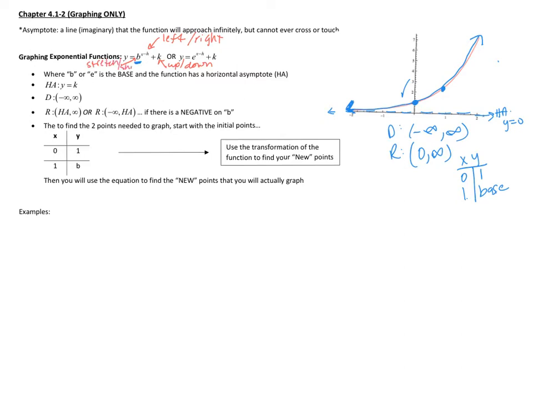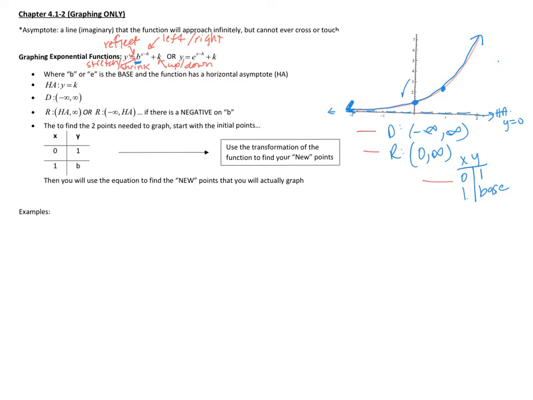shrink. If I put a negative in front, then it would reflect. So all of those things that could happen to the functions that we looked at before can also happen to this exponential function. So we need to talk about how that is going to affect these key elements that we had in our basic function, right?